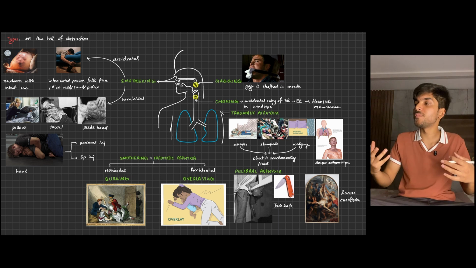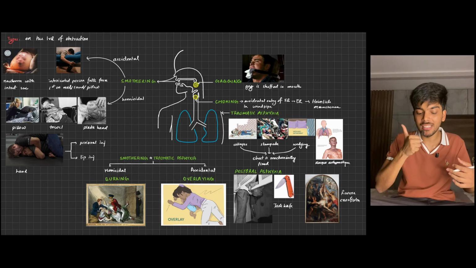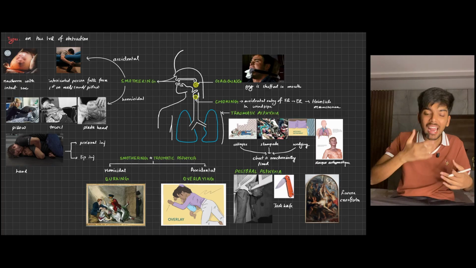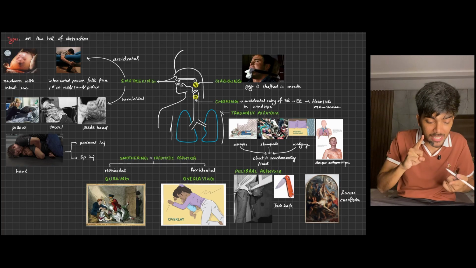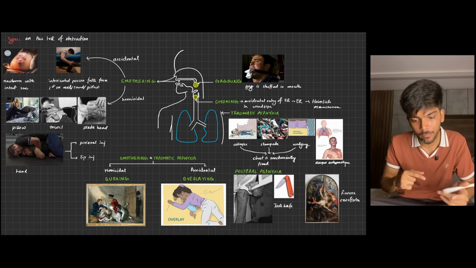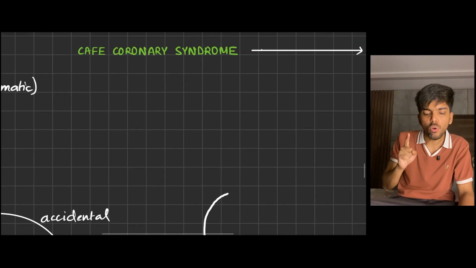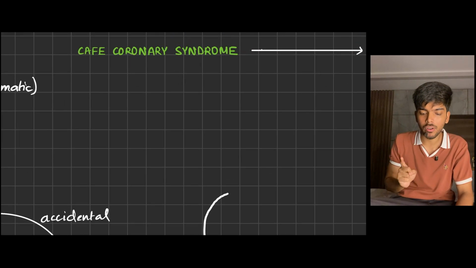Then postural asphyxia, where there are two abnormal postures, jackknife posture and reverse crucifixion. Then combination of smothering and traumatic asphyxia, which includes homicidal burking and accidental overlaying. At last, I want to give you one concept of cafe coronary syndrome. What is cafe coronary syndrome?